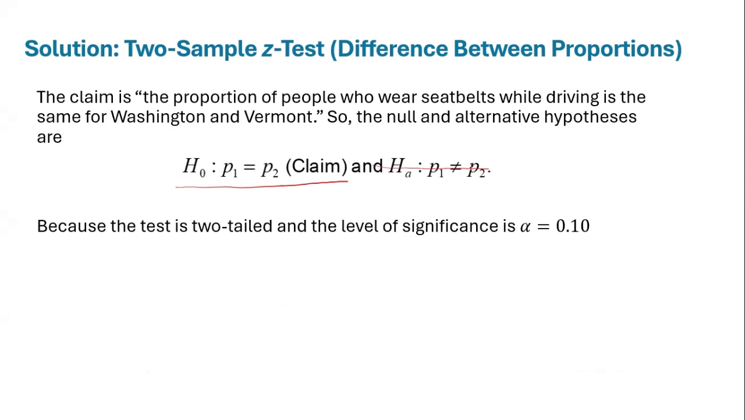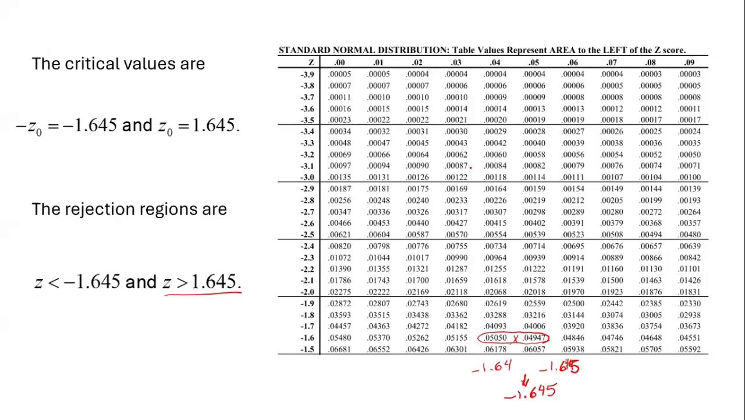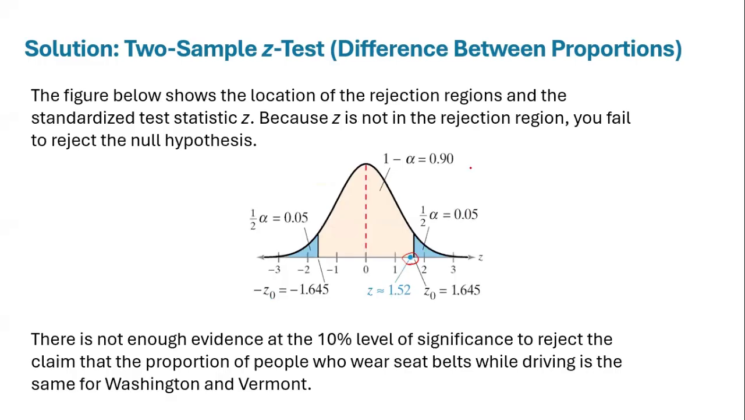So what do we say? When the claim is on the null, we have to use the word reject, and we are not going to reject the claim. So we say there is not enough evidence at 10% level of significance to reject the claim that the proportion of people who wear seatbelts while driving is the same for those two states.